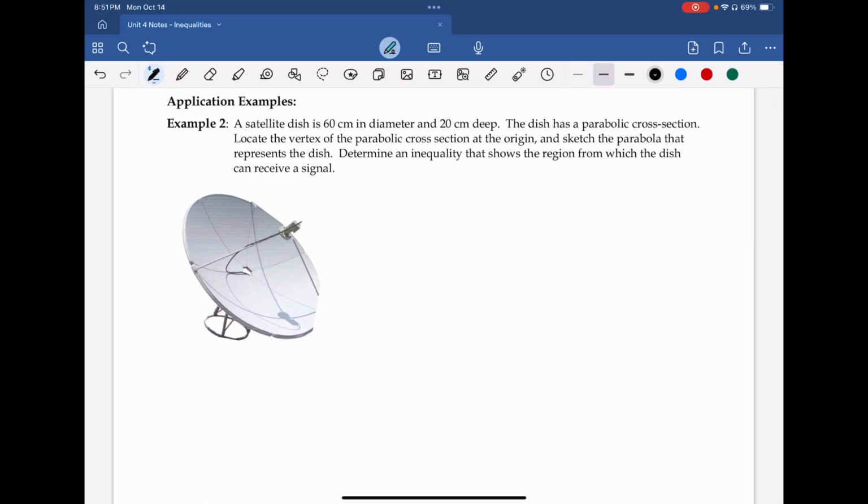It's going to involve a satellite, and this satellite is receiving signal for, let's say, TV, radio, whatever it might be. And so in this satellite, we have dimensions where it is 60 centimeters in diameter, or from edge to edge, and it's 20 centimeters deep from the peak to its lowest point. Now, at this cross section, we see that it is centered at 0, 0, which is the origin. And what they want us to do is sketch this and then determine an inequality for the satellite in which it receives the transmission.